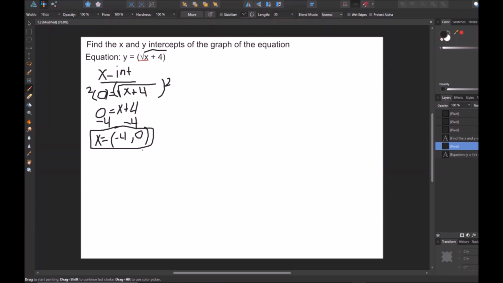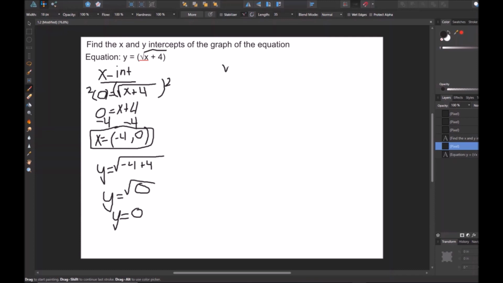And again, if we want to check our answers, if we're even a little bit unsure, we can check our answers by plugging this into that equation and seeing if we get this y value out of it. So we do y equals the square root of negative 4 plus 4. Well, negative 4 plus 4 is just 0. So then we have y equals the square root of 0, which is just 0. So y equals 0. And now we know for sure that this answer is correct.